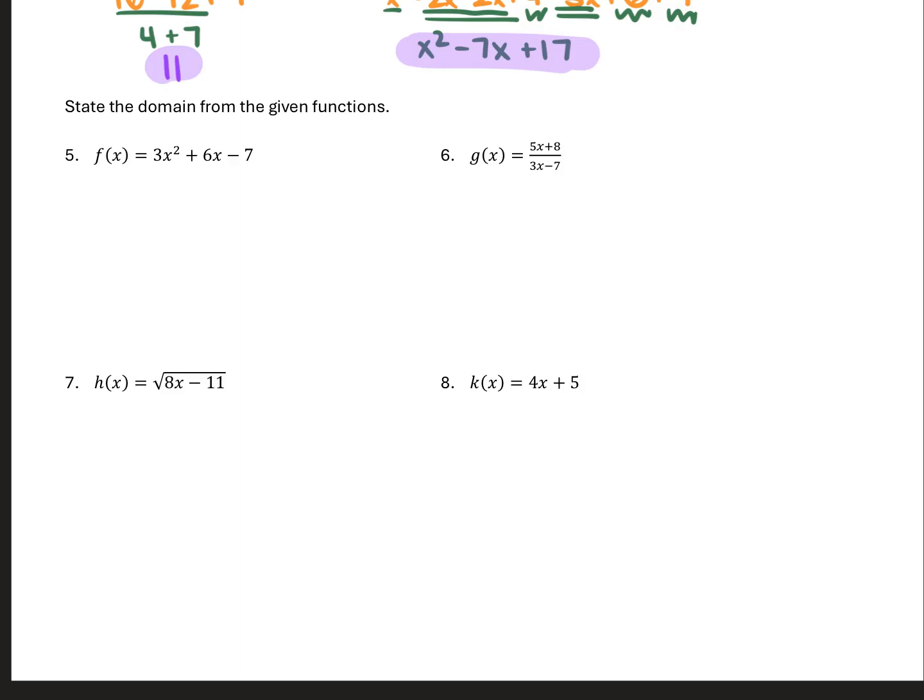For number 5, you have f of x is equal to 3x squared plus 6x minus 7. There's no fraction, there's no square root, so automatically it's all real numbers. You get from negative infinity to positive infinity.